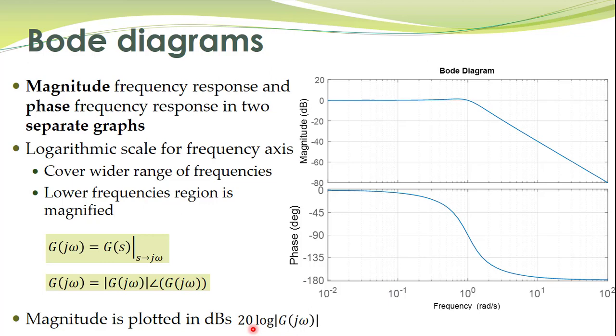So what is the reason to plot magnitude in dBs? Again, there are two advantages. Firstly, smaller signals are amply magnified, so we can even see the behavior of signals which are smaller. And the second advantage, which we shall see later, is that plotting the Bode diagrams by hand becomes much more simplified if you take the magnitude in dBs.